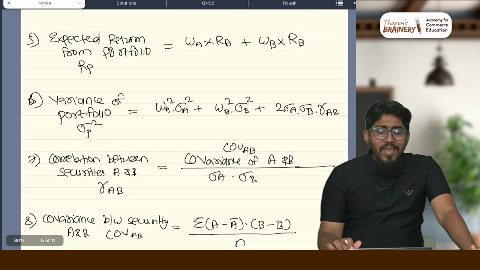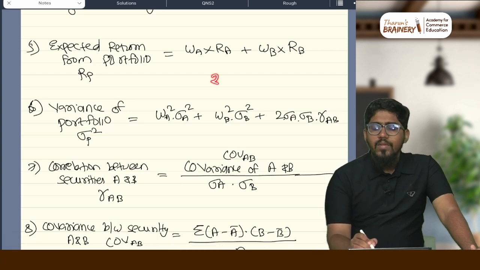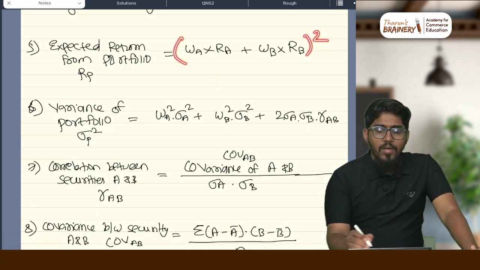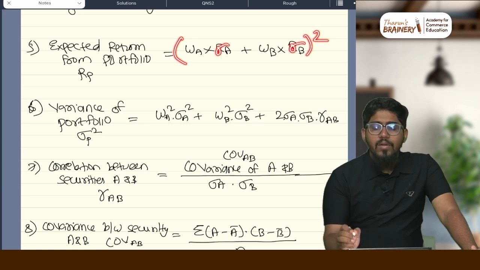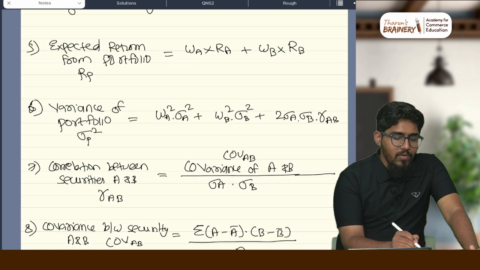Sir, what is the variance of the portfolio? See, variance is nothing but square. Correct? Variance is nothing but square. So it is nothing but this square, but not return risk. Okay, not return risk. So what is a square? Are you guys understanding?